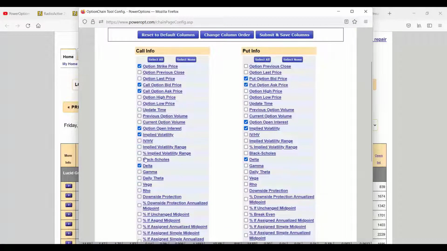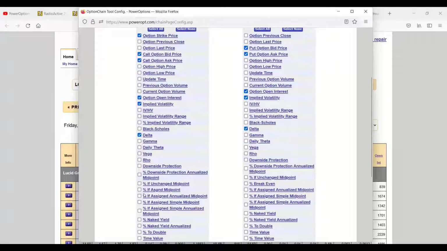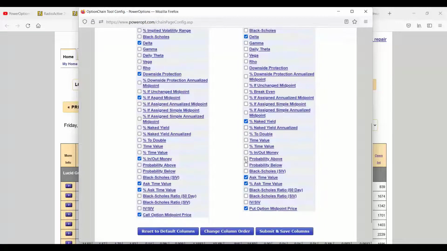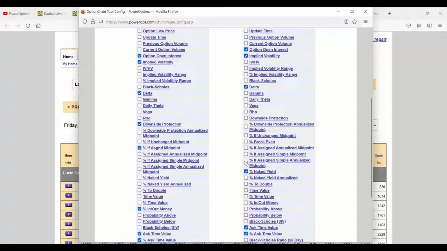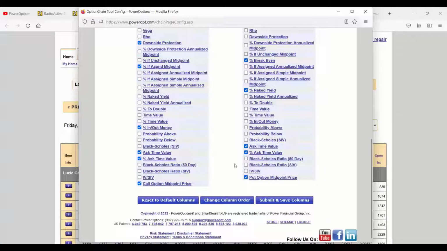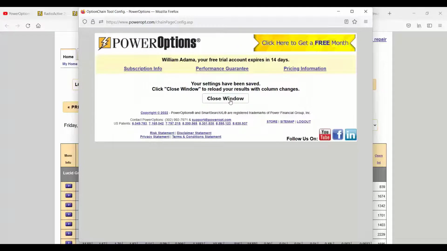All right. Okay, so what I want here, I want percent if assigned midpoint and downside protection. And over here on the put side, I want naked yield, and I could put naked yield annualized. What I'd also want, if it's here, and I thought it was higher. Oh, there it is, percent to break even. All right, let's go ahead and submit that.